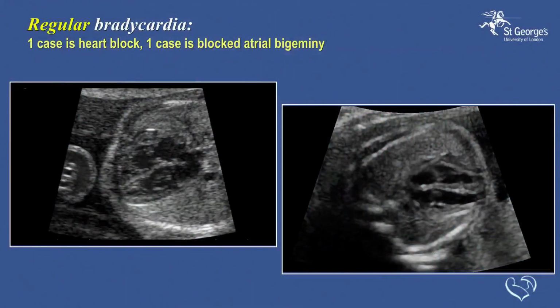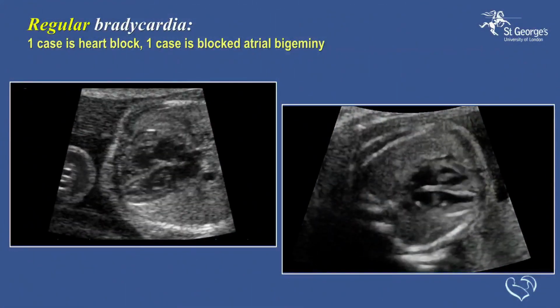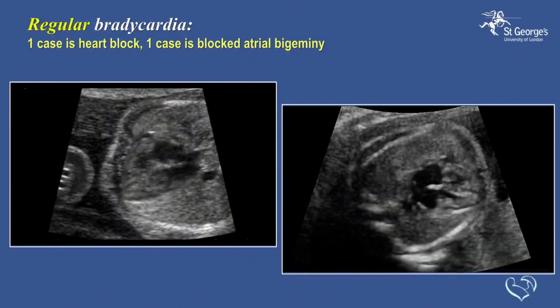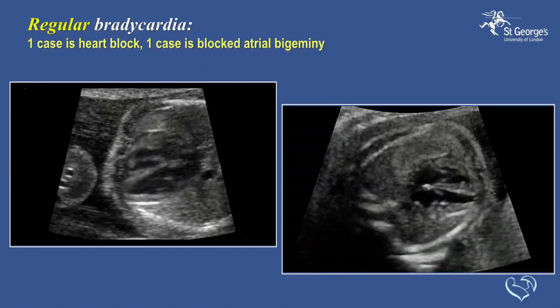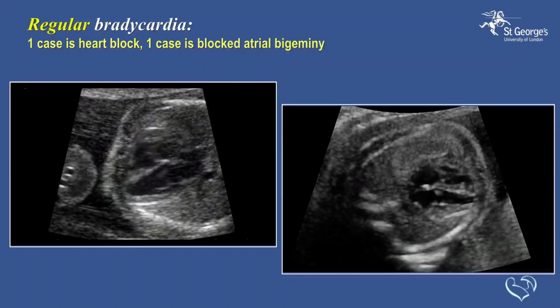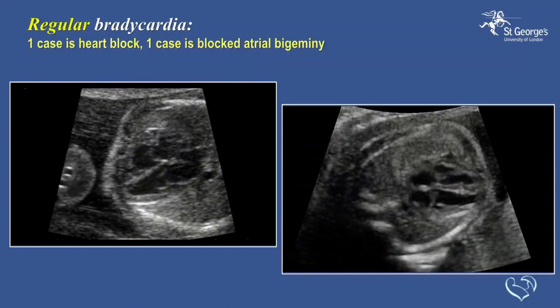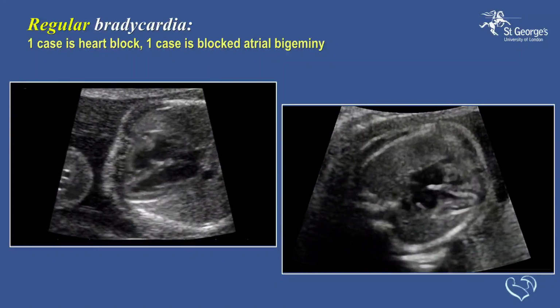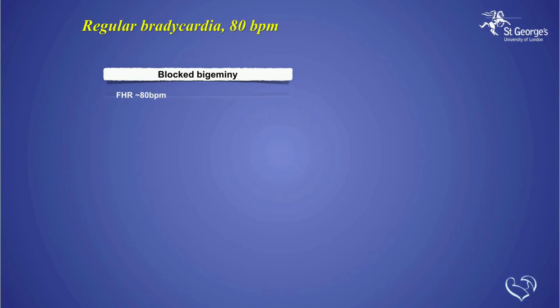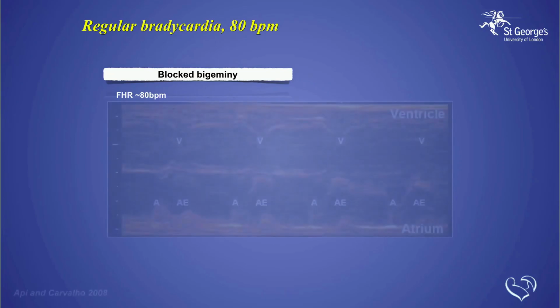And here we have two regular bradycardias that came out of place. One case is heart block, one case is atrial bigeminy. Not possible to distinguish between the two just by looking at it, both regular. So regular bradycardia, heart rate around 75, 78 beats per minute is typical of blocked bigeminy, but it could be a heart block.